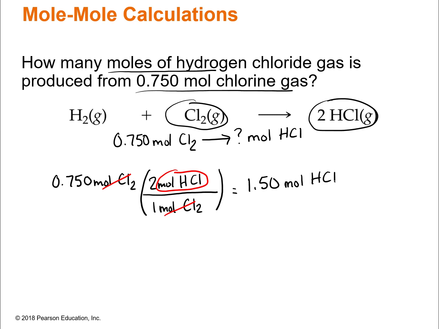So you should get 1.5. With sig figs, you got to put 1.50. How do we feel about these so far? All right.